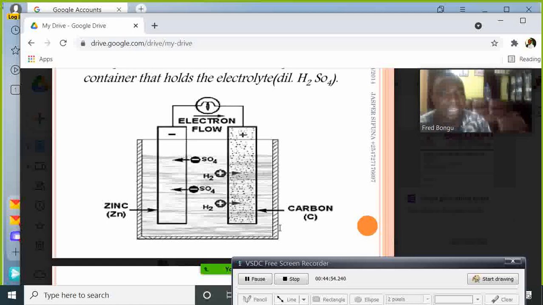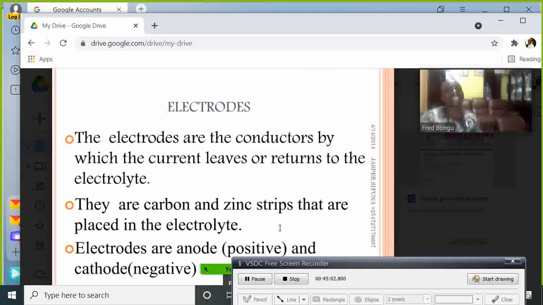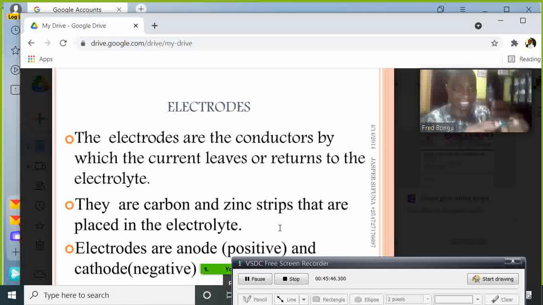And then they are showing electron flow. The electrons are already in the zinc and they are flowing towards the carbon, which is the positive. Now, electrodes are conductors which allow current to pass through, and they also receive the current. So the electrodes are like a gate. For example, let me use the cell for the remote. With this cell, current comes from this end and enters from the other end. Inside this part we have an electrode, the conductor whereby current leaves and then returns.